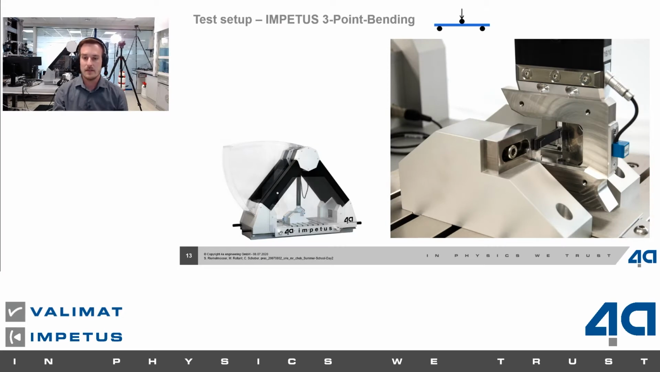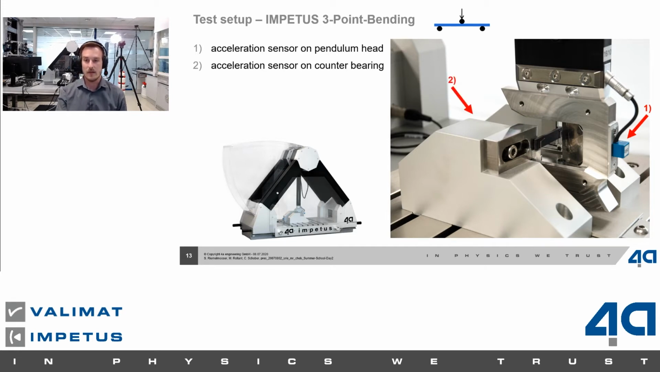In this IMPETUS system, we are using different measurement types. The most important thing is the acceleration sensor on the pendulum head. As you can see, the blue sensor on the pendulum head measures the acceleration of the pendulum head and we calculate out of it the force of the impact.